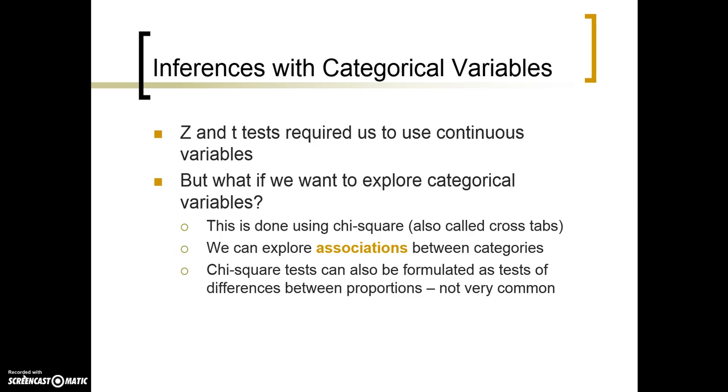With Z and T tests, we had continuous information. So all the variables were continuous, but what happens when we don't have continuous information? We just have categorical. This is when we use a chi-squared. So here our keyword is association. So we can explore associations between categories within our variables.